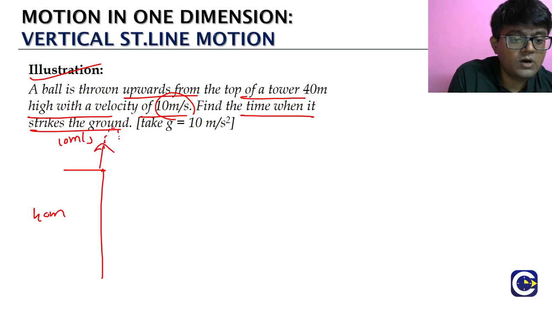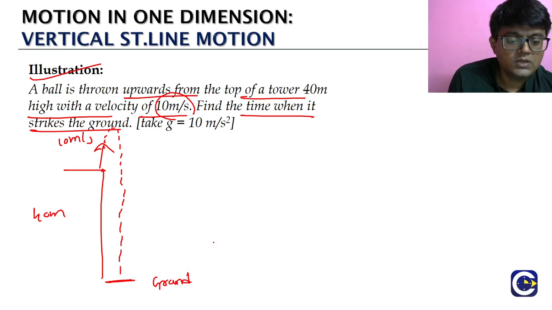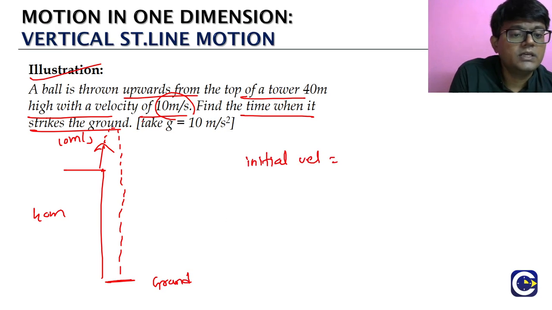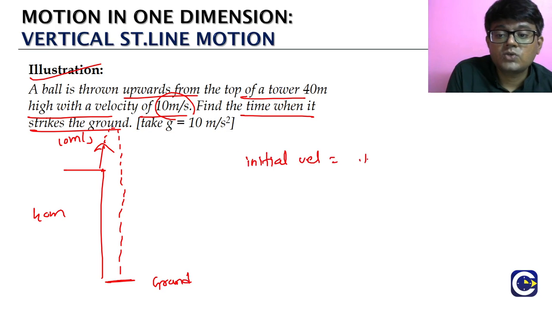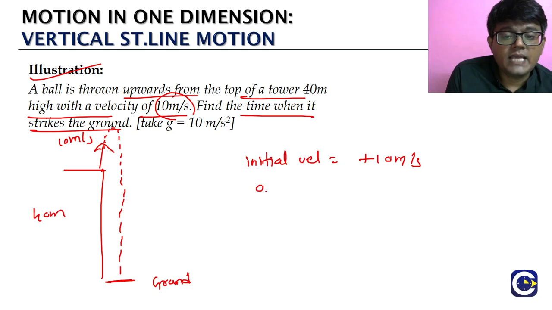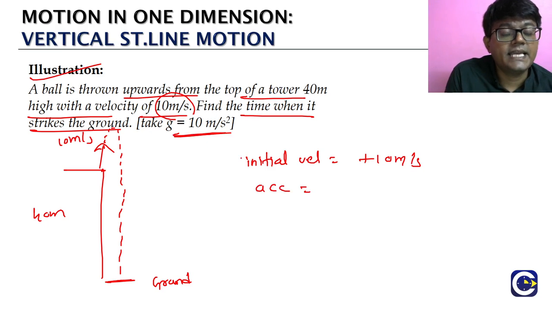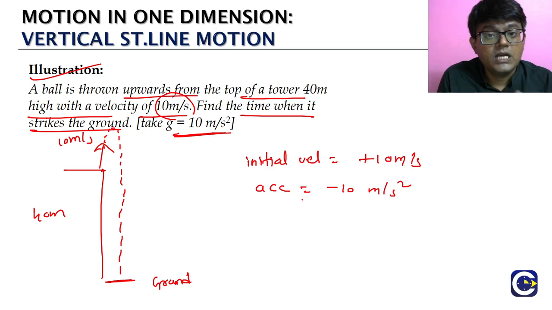So same thing, it will go up and then it will come down. So this is the ground. Initial velocity is thrown upwards, so we will take it as plus 10 meter per second. What is the acceleration? They are saying take g as 10, so it will be minus 10. Why minus 10? Because our sign convention is up is positive, down is negative.